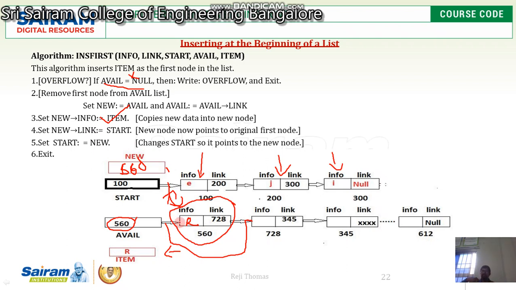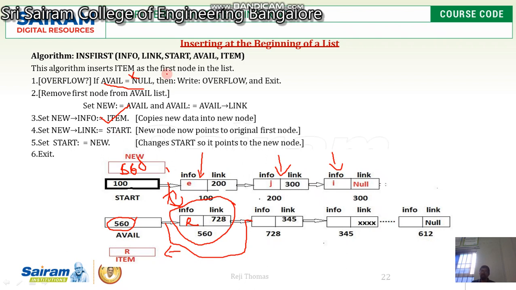After creating it, I should see that this is attached to that. Now what it says: new link is equal to start. Now this new link should get the address of the start. What was there in start was 560. So 560 I'll be storing here now. What does it mean? I'm going to attach this node at the beginning of the list. We are done with this.